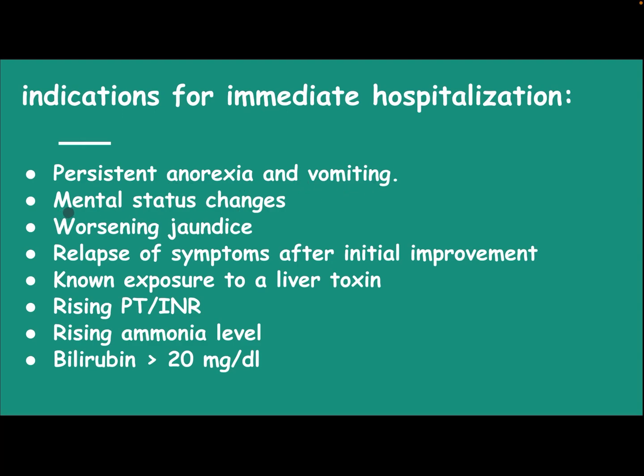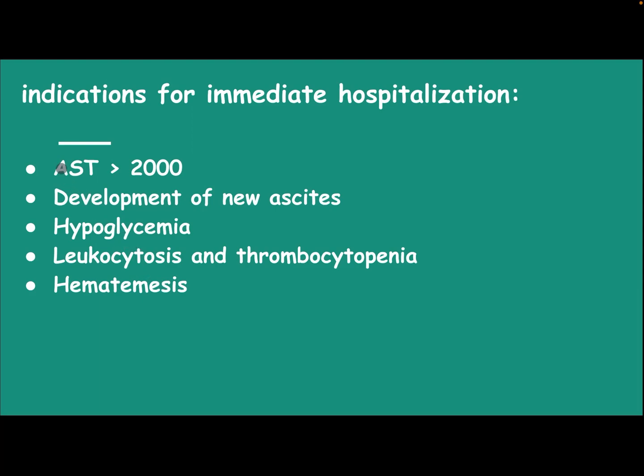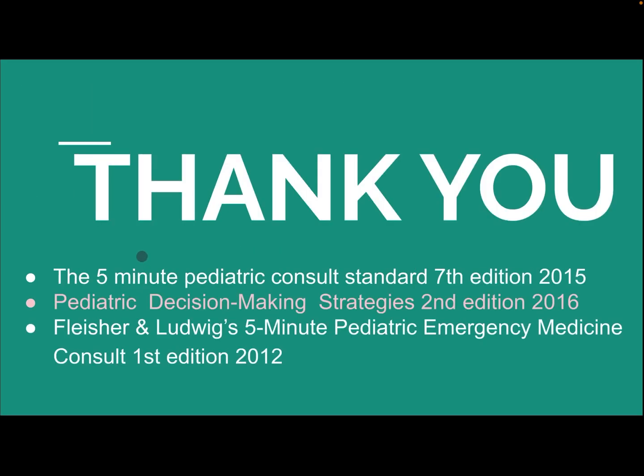Indications for immediate hospitalization: persistent anorexia and vomiting, mental status changes, worsening jaundice, relapse of symptoms after initial improvement, known exposure to a liver toxin, rising PT-INR ratio, rising ammonia level, bilirubin more than 20 mg per deciliter, AST more than 2000, development of new ascites, hypoglycemia, leukocytosis and thrombocytopenia, hematemesis.